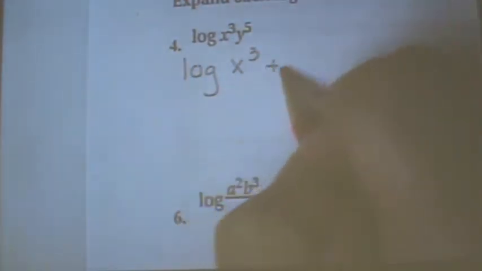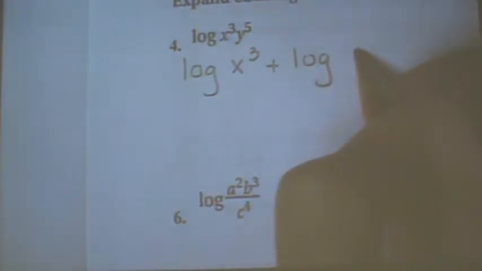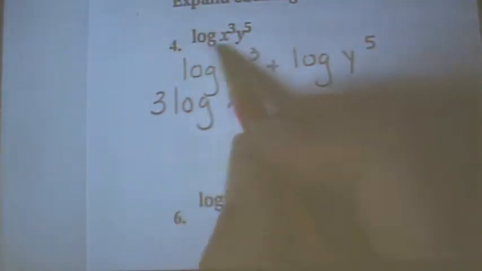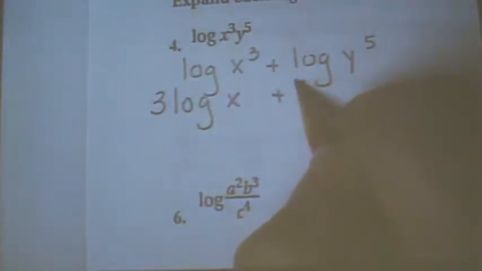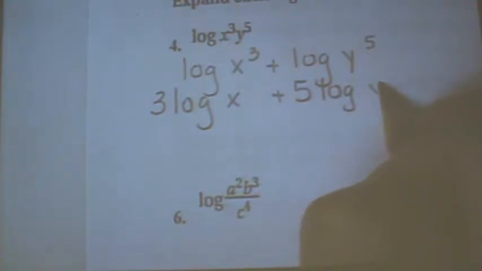Okay, number 4, you have to expand this. There's 2 things you're going to do. You're going to write log of x to the 3rd plus log of y to the 5th, and then the power goes in front. So it'd be 3 times the log of x plus 5 times the log of y. And by the way, these are base 10.